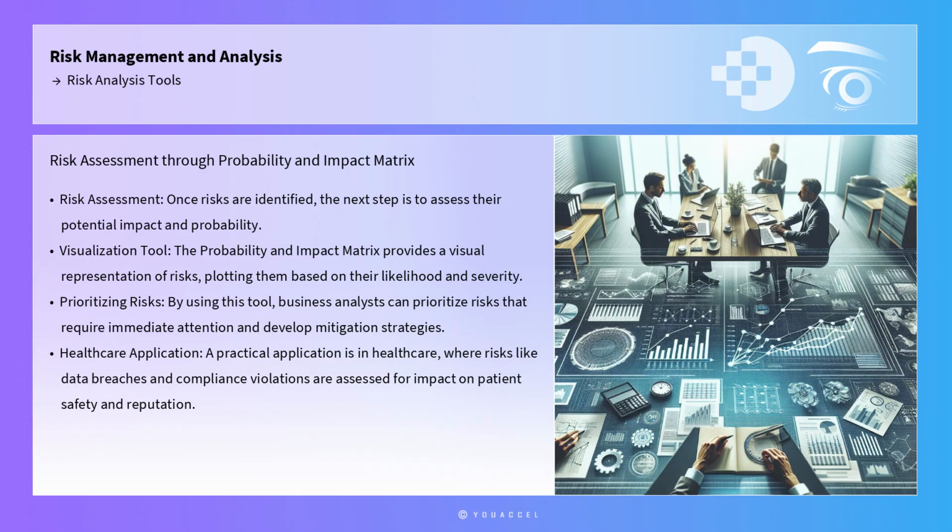A practical application of this matrix can be seen in the healthcare industry, where risks, such as data breaches and compliance violations, are assessed for their potential impact on patient safety and organizational reputation. By prioritizing these risks, healthcare providers can implement robust data protection measures and ensure compliance with regulatory standards.